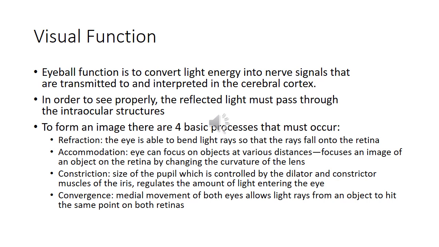Refraction occurs when the eye is able to bend light rays so that the rays fall onto the retina. Accommodation is when the eye can focus on an object at various distances. Constriction is when the size of the pupil, which is controlled by the dilator or constrictor muscles of the iris, regulates the amount of light that is entering the eye. Convergence is the medial movement of both eyes that allows light rays from an object to hit the same point on both retinas.